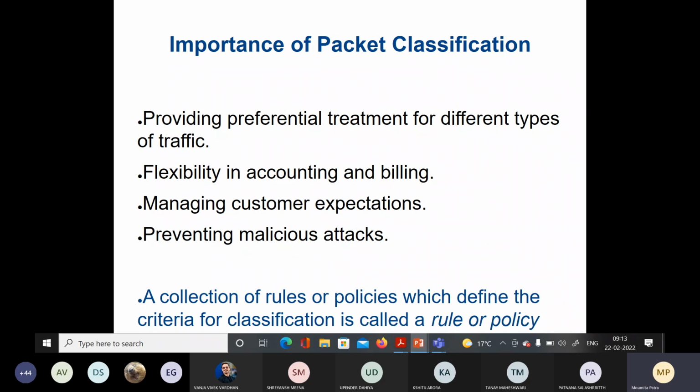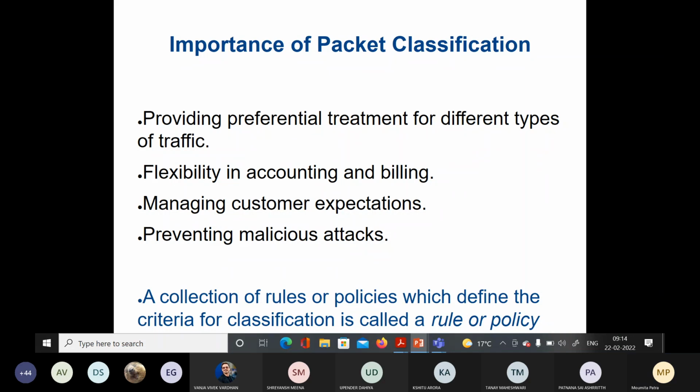Okay, and finally, one of the very important tasks that packet classification helps us with is preventing malicious attacks. If you can provide preferential treatment for different packets, if you can filter them out, if you can perform different actions on packets, as I was talking about, we can do encryption, we can do authentication, we can drop unauthorized packets. So with all of these facilities, packet classification will also help in preventing malicious attacks.